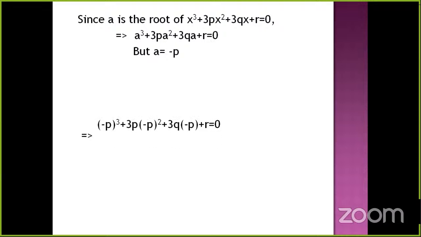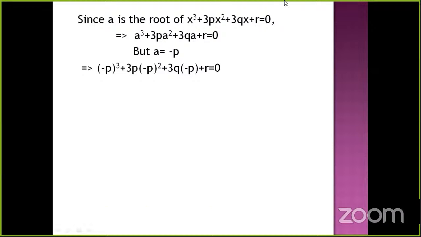But what is the value of a I got earlier? a is equal to minus p. Substituting minus p in place of a, I get minus p whole cube plus 3p into minus p whole square plus 3q into minus p plus r equal to 0. Minus p whole square is p square, so p square into p cube. So 3p cube minus p cube gives 2p cube, minus 3pq plus r is equal to 0. This is the condition they asked us to show in case 1. So we got the condition.